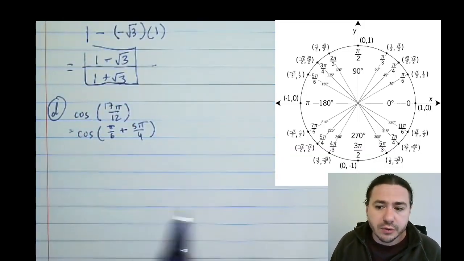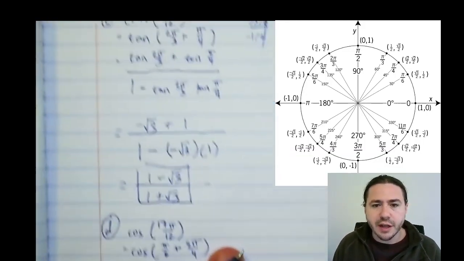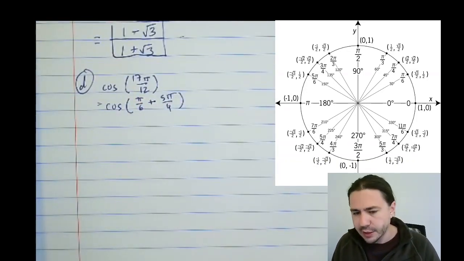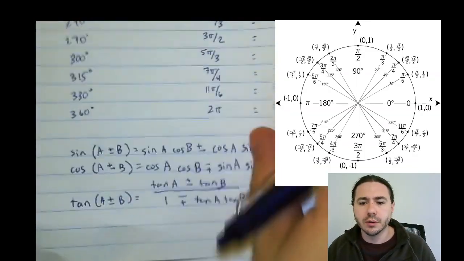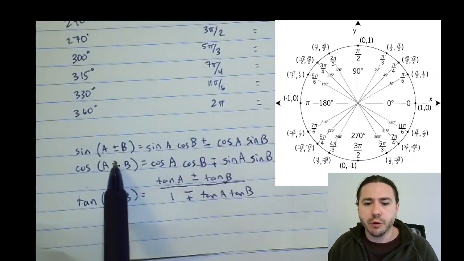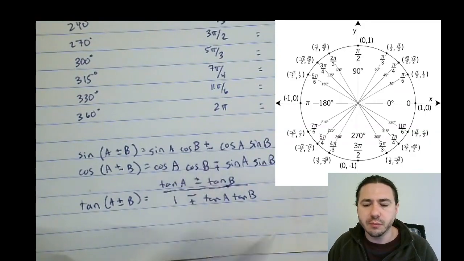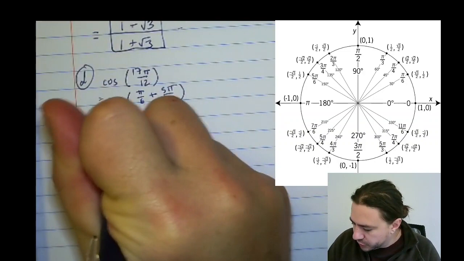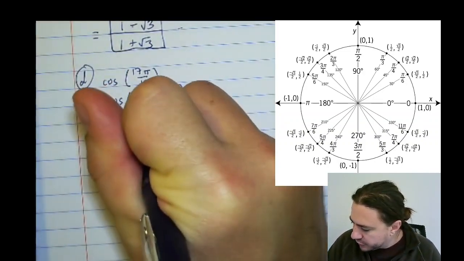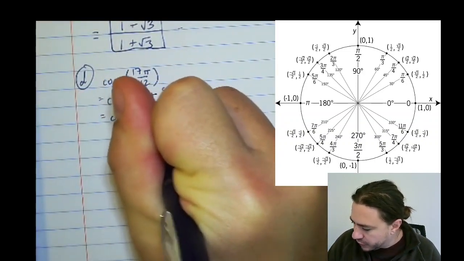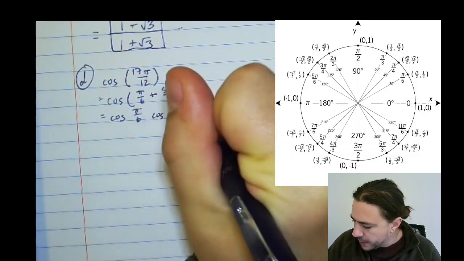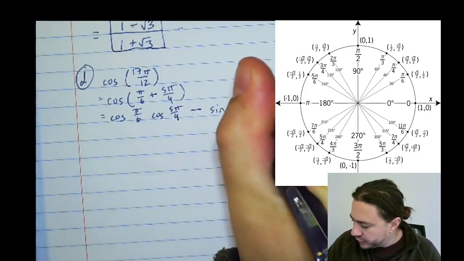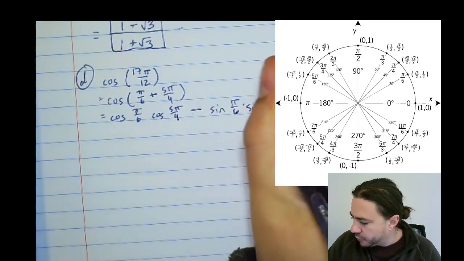And so now we're going to use the cosine sum formula. We already did that once on the last page for part A. We're doing the sum formula, so this is plus, and the symbol in the middle here should be minus. So we've got cosine of A, which is pi over 6, times cosine of 5 pi over 4, minus sine of pi over 6 times sine of 5 pi over 4.